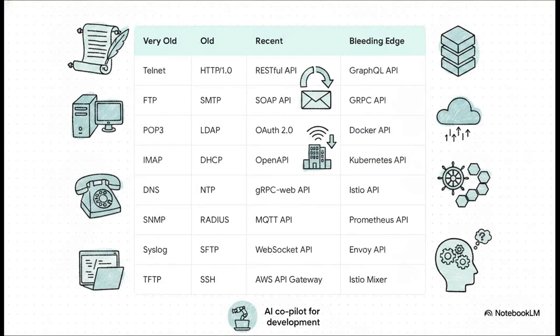Now, what's really interesting about this capability is the staggering variety of network protocols and APIs the AI can emulate straight out of the box. I mean, we're talking very old protocols like Telnet, FTP, and SMTP, moving through more recent RESTful and SOAP APIs, all the way up to bleeding-edge container management like Kubernetes, Docker, and Istio APIs. If you ever need to test how your code interacts with a specific protocol, you can just ask your AI copilot to emulate that endpoint for you instantly. It's a total game changer.